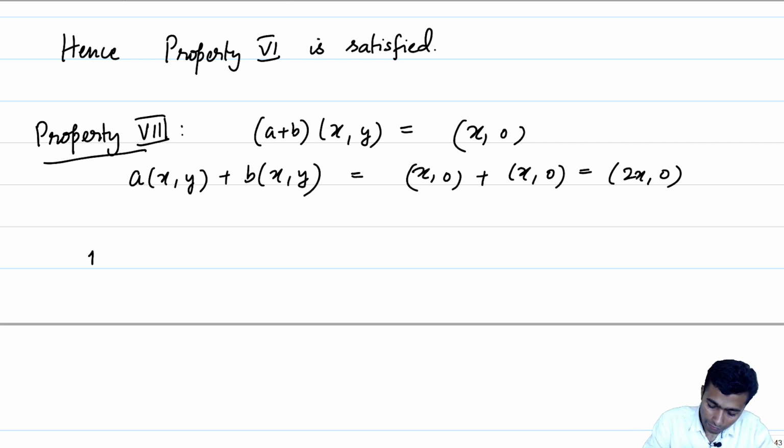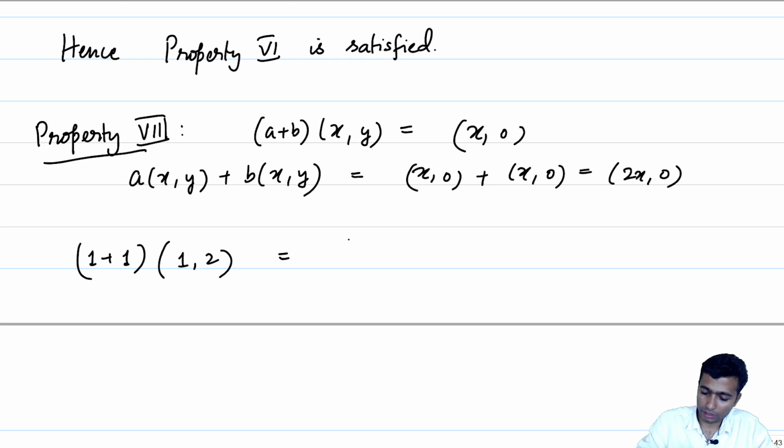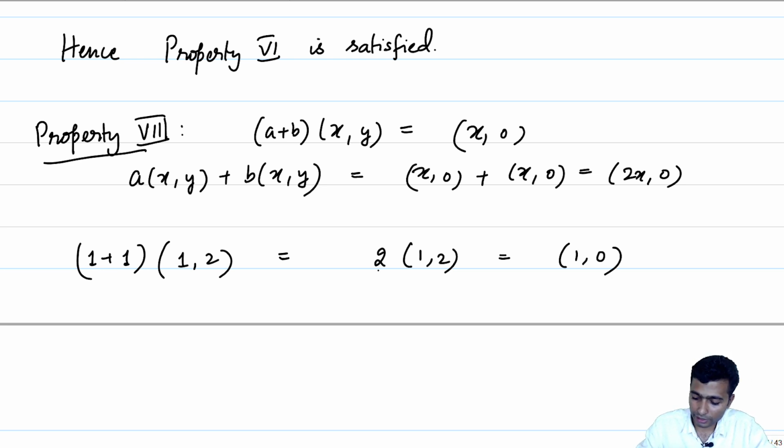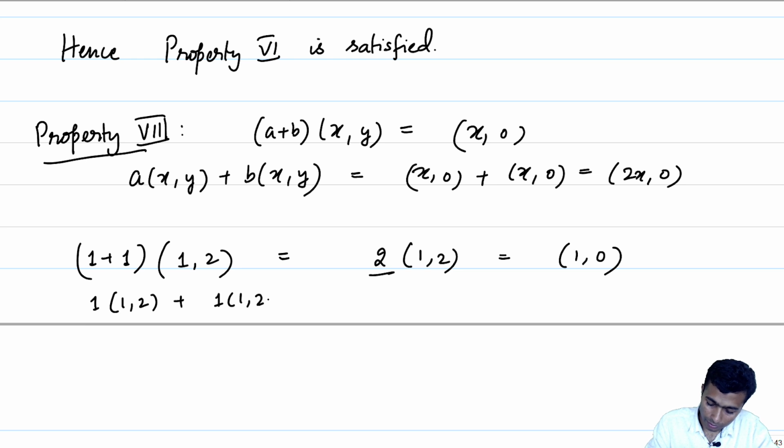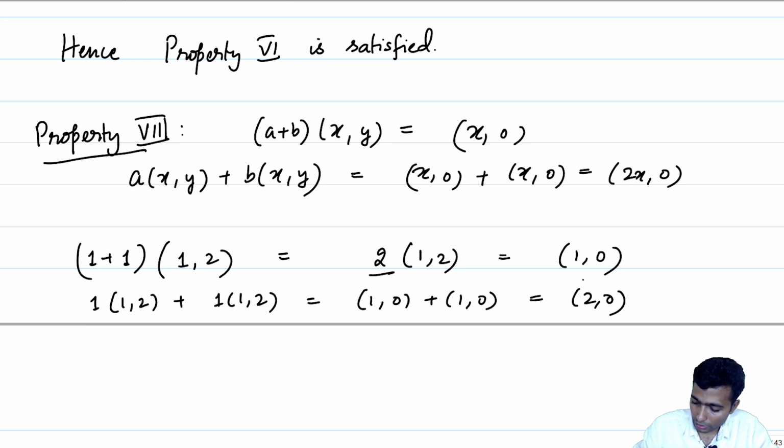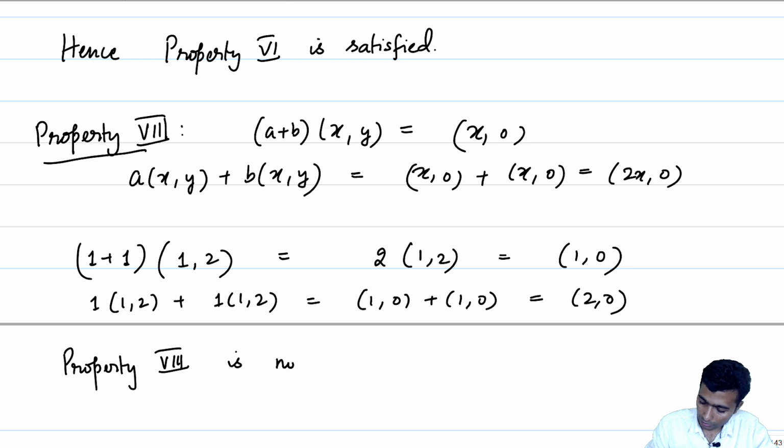So for example, look at (1 + 1) times (1, 2). This is just 2 times (1, 2), which is equal to (1, 0) by the scalar multiplication. Any scalar times a vector will just give you the same first coordinate. But what about 1 times (1, 2) plus 1 times (1, 2)? This is just going to be equal to (1, 0) plus (1, 0), which is equal to (2, 0). This is not equal, as you can notice, and therefore property 8 is not getting satisfied. So we have one more property which is not getting satisfied.